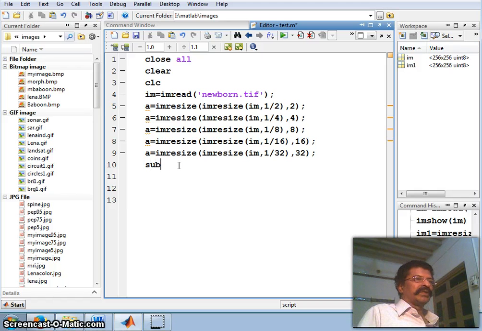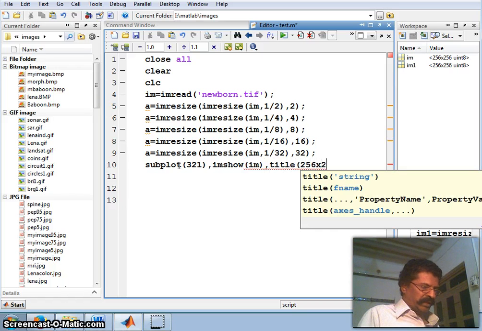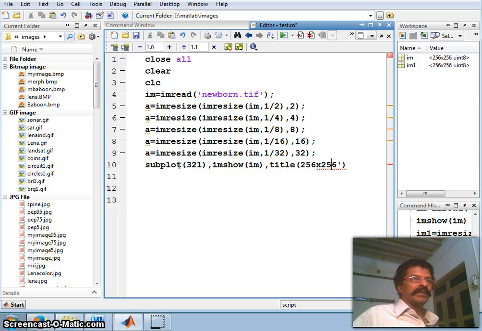Therefore I will use a function called subplot. I want 3 rows and 2 columns, and this is the first figure. Now here I will show the image, and here I will give the title. This resolution is 256 by 256, that is the original image. Alright, here there should be a quotation.